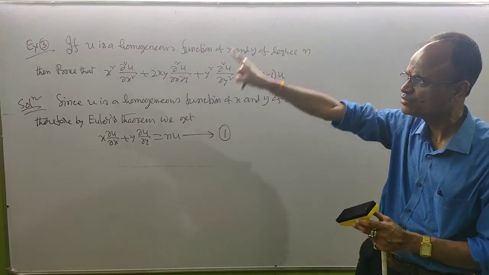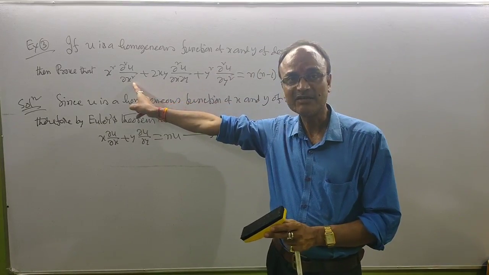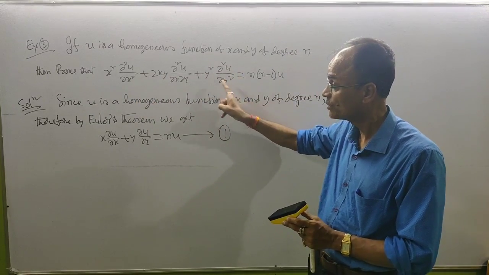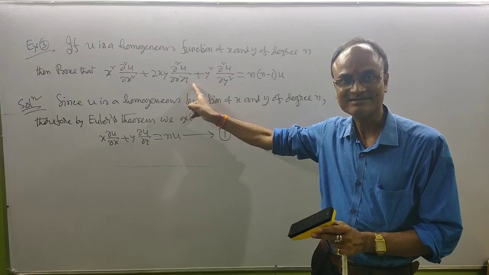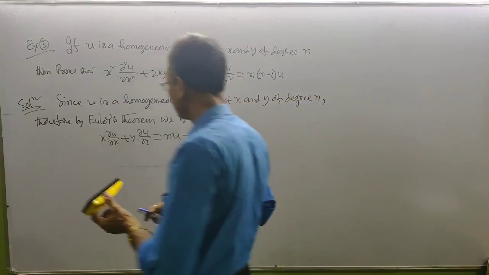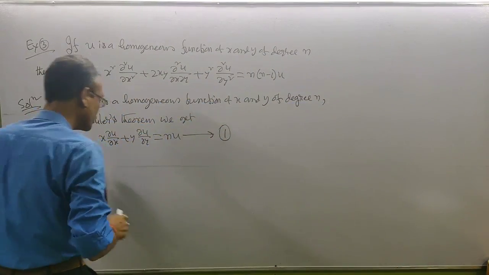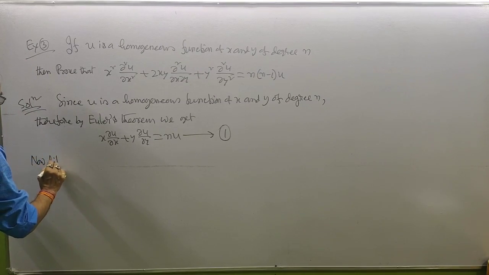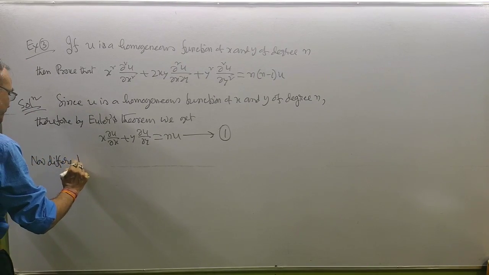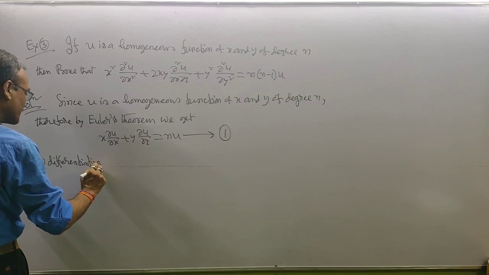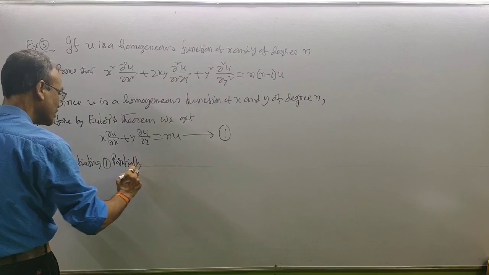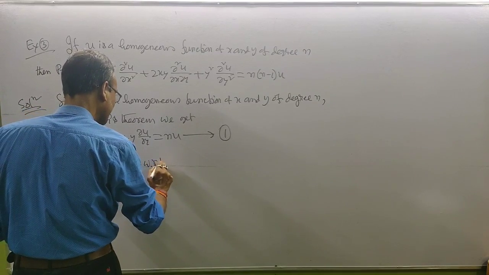Now, you see how the second derivatives are there. Del 2 u by del x square, del 2 u by del y square, del 2 u by del x del y. Now, differentiating one partially with respect to x, we get.